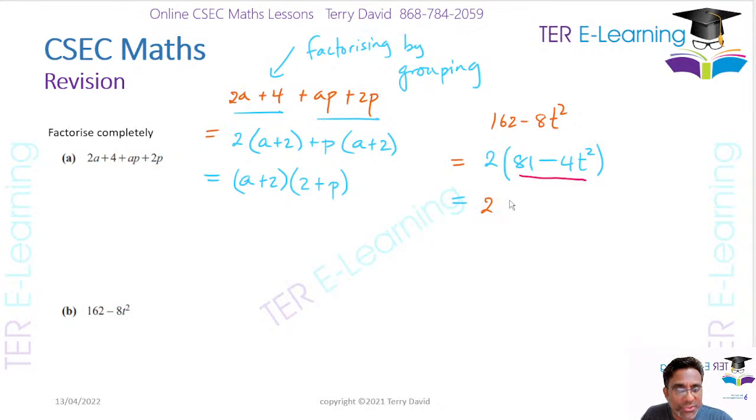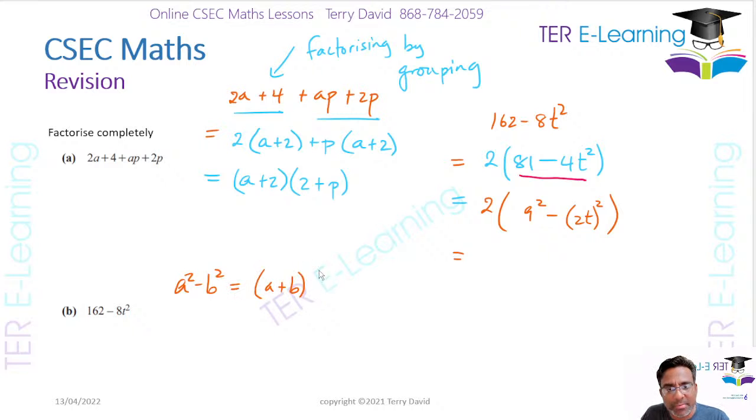So I'm going to put 2 open brackets. Now 81 can be written as 9 squared, minus 4t squared can be written as (2t) squared, right? So like the previous question, remember you all need to know that a squared minus b squared is equal to a plus b in one bracket, a minus b in the second bracket. So what I'm going to do is 2 open brackets, that 9 squared minus (2t) squared could be written as (9 plus 2t)(9 minus 2t).